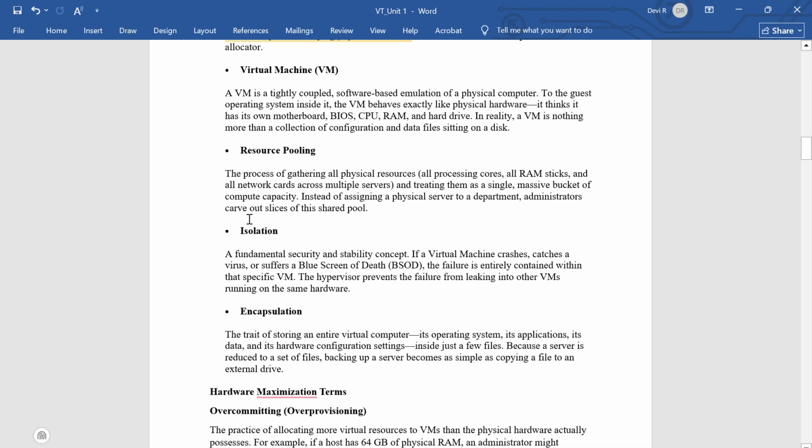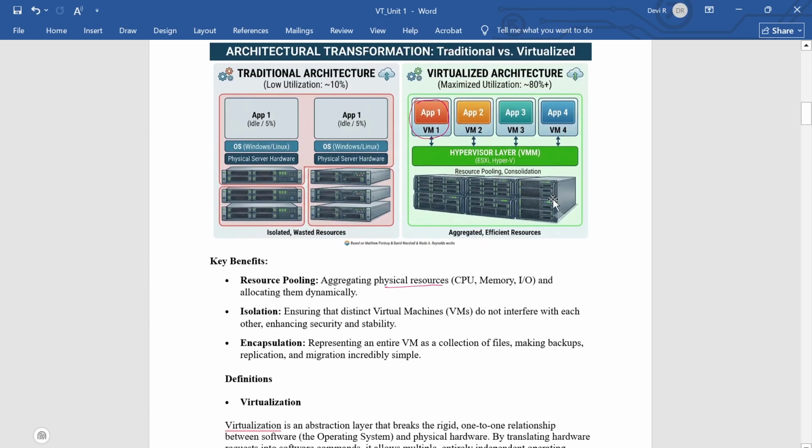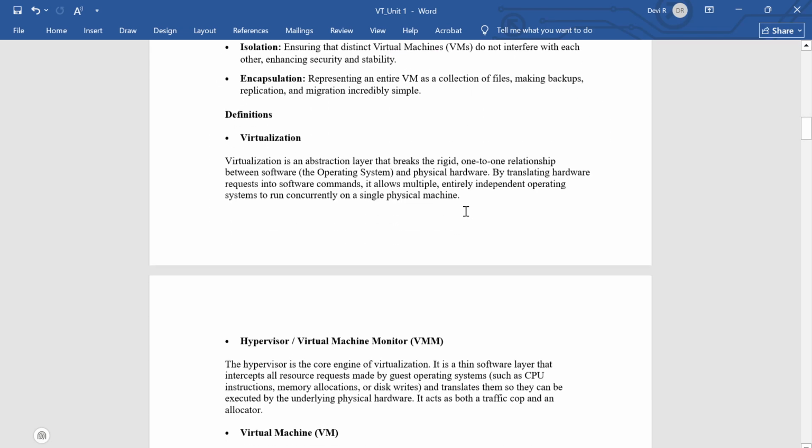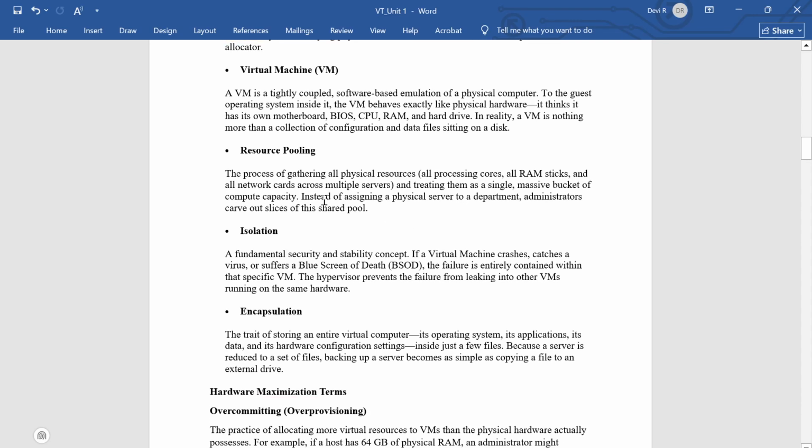Next comes resource pooling. It is the process of gathering all physical resources, all processing cores, all RAM sticks, and all network cards across multiple servers and treating them as a single pool. So if you see here, all the physical resources which are available, we are treating as a single rack of resources. That is what is represented here as resource pooling. And instead of assigning a physical server to a department, the administrator can assign a shared pool of resources.